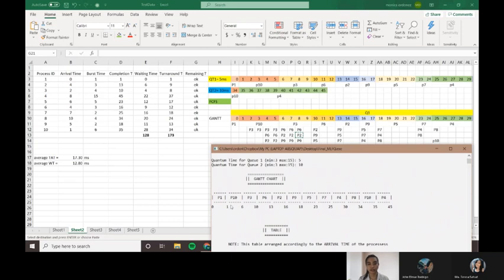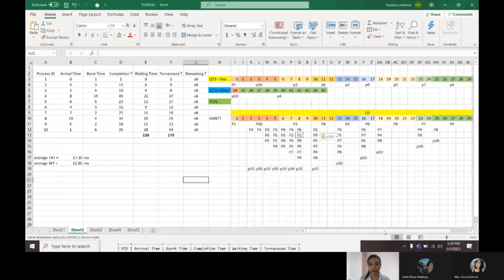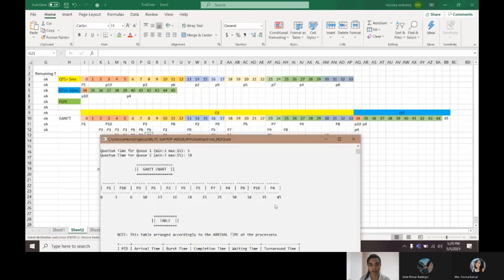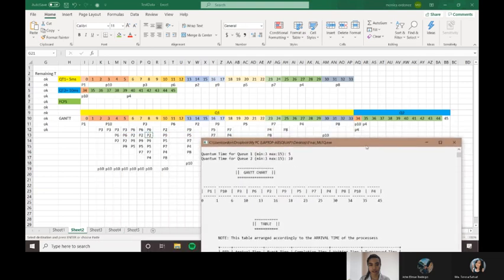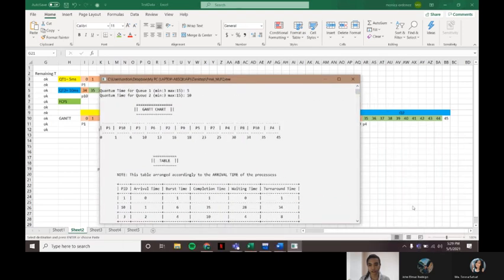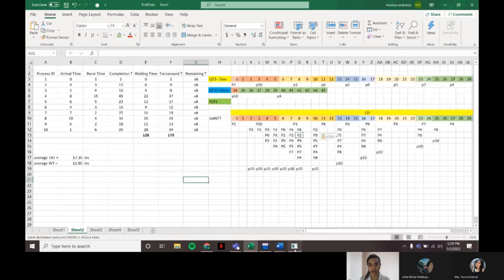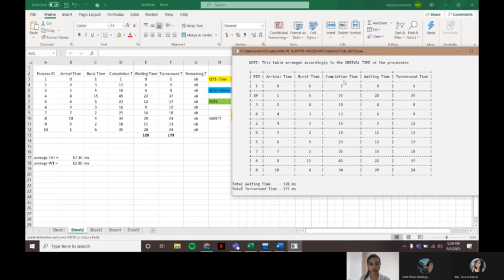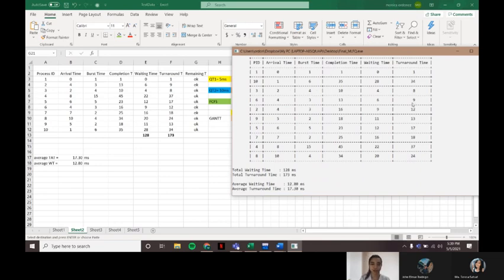So here you will see they have the same arrangement of the processes in a Gantt chart. It started with P1, then it ended with P4, and the table, they have the same burst time, completion time, waiting time, and turnaround time.